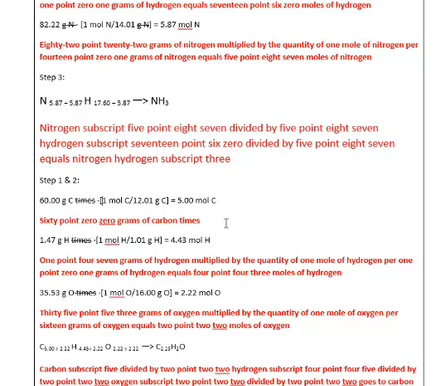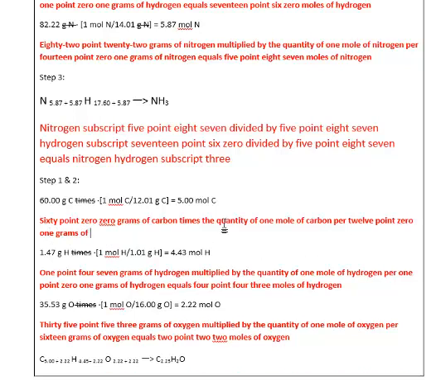So 60.00 grams of carbon times the quantity of 1 mole of carbon per 12.01 grams of carbon equals 5.00 moles of carbon. 1.47 grams of hydrogen multiplied by the quantity of 1 mole of hydrogen per 1.0 grams of hydrogen equals 4.43 moles of hydrogen.